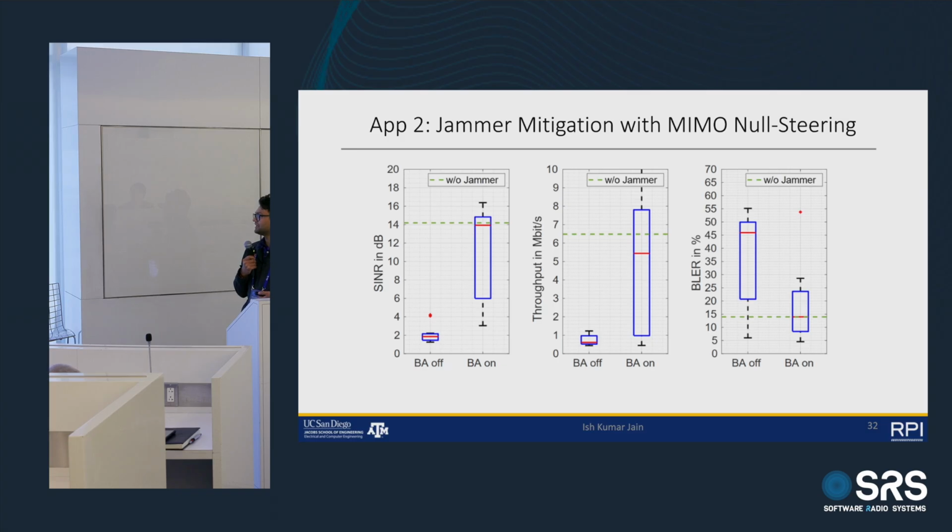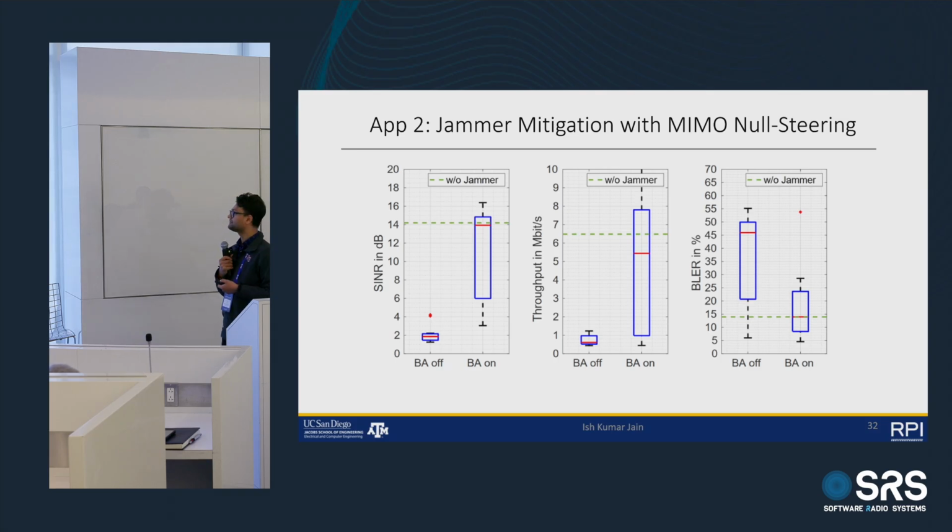But if you turn on the Beam Armor, you can really recover your SNR to the original level. The median value is the same as the value without the jammer. So despite the presence of the jammer, because we are able to do real-time updates in our policy, we can adapt to the channel from the jammer, do jammer detection and mitigation, and using the real-time updates coming from the Edge RIC, we are able to recover from the effect of the jammer.